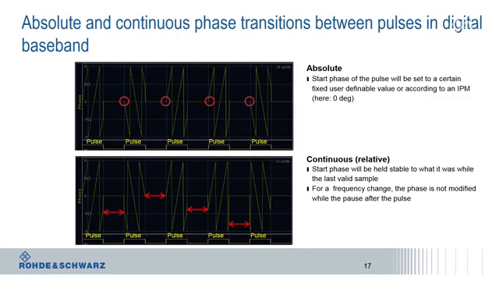The other mode which we provide is the continuous mode. So the phase of the following pulse starts exactly with the same phase value of the last valid sample. If you look at the picture, you can see that after the pulse break the phase is continuing at the same value as it stopped for the pulse before.